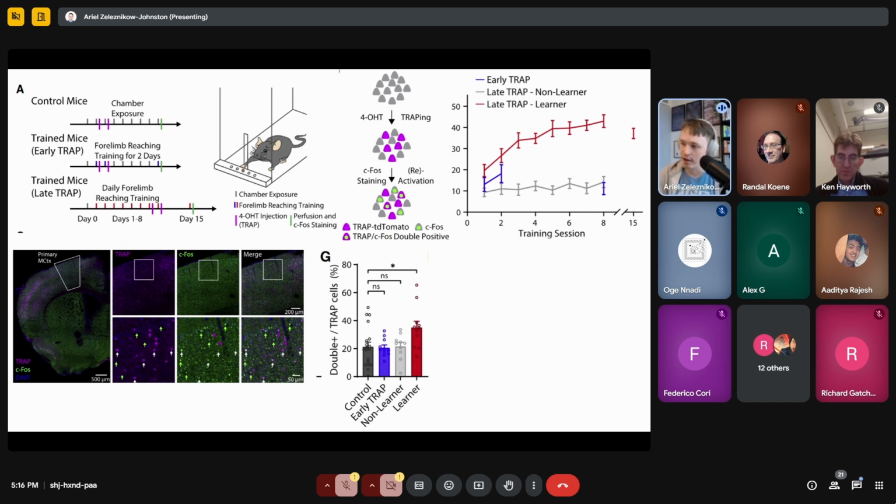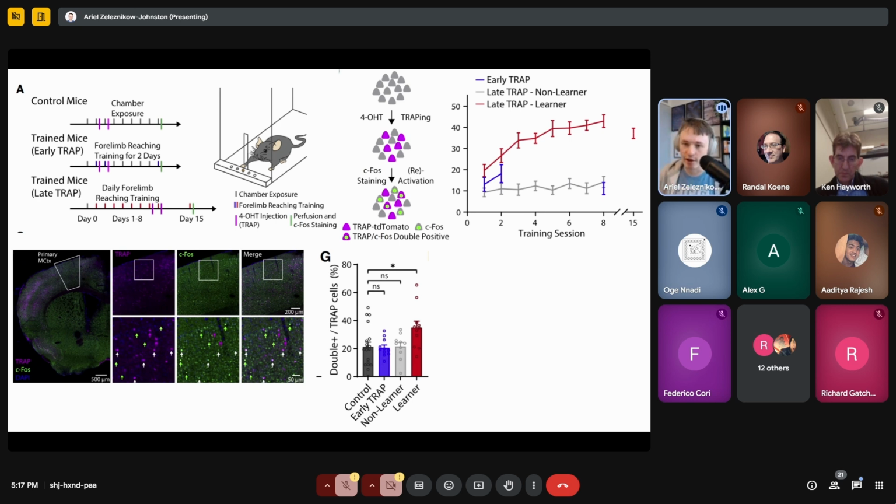And what they find is that in the controls, obviously, it's only about 20%, which makes sense because there's no particular reason why the cells that were active in the chamber on day 8 will be the same cells that were active on day 2. Maybe some of those correspond to the motor things the animal uses to run around. And in the learner mice, what you see is a much higher proportion, about 40% of those cells being active, which presumably means that the animals learnt the task well. They have this engram for how to do the reaching.